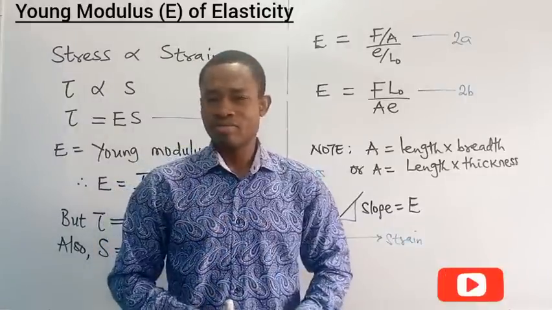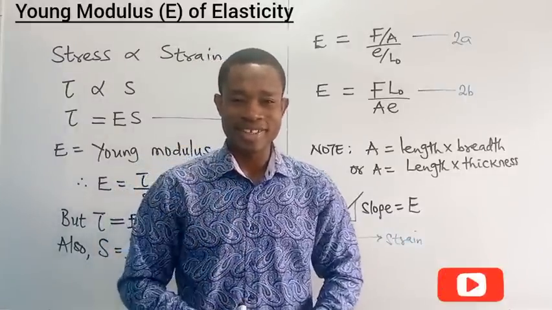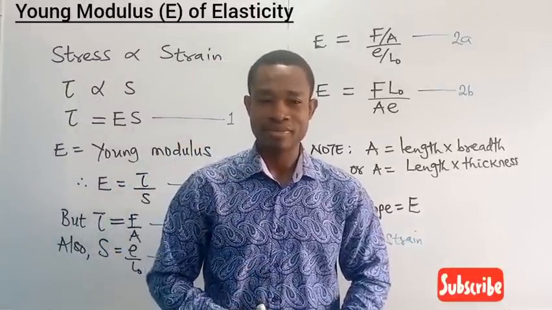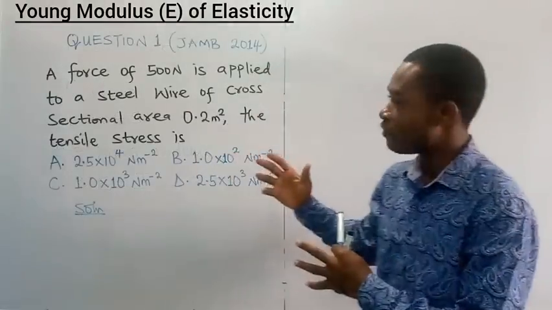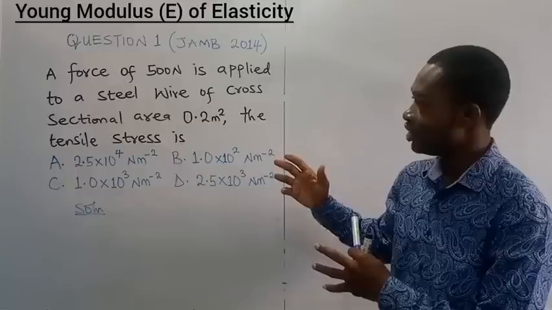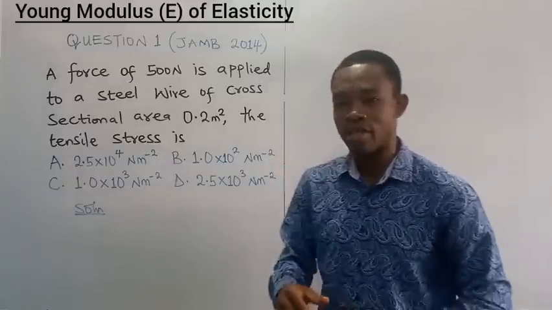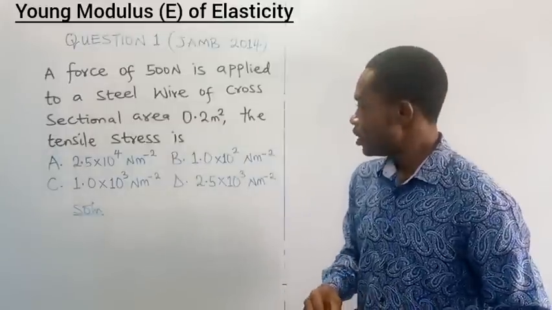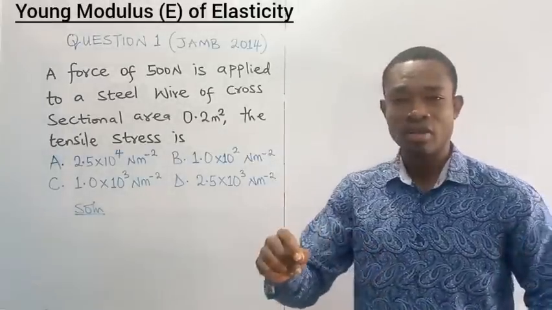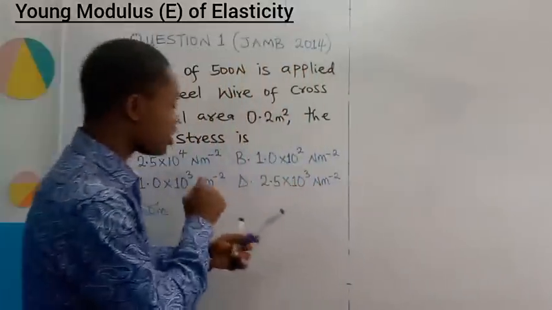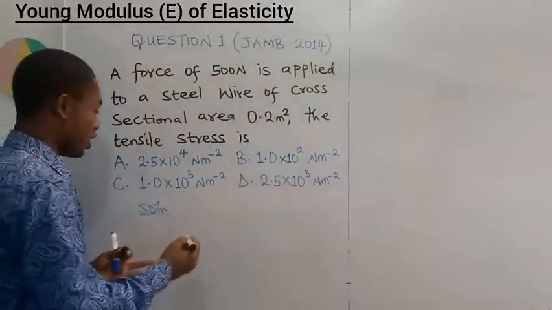Let us pick some exam-related questions and see how we handle them. And here we've got our first question. A force of 500 Newton is applied to a steel wire of cross-sectional area 0.2 square meter. The tensile stress is, so how do we obtain the tensile stress of this steel wire?